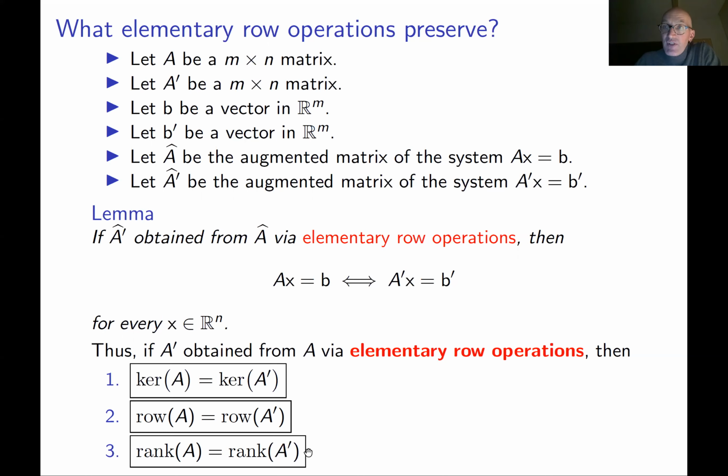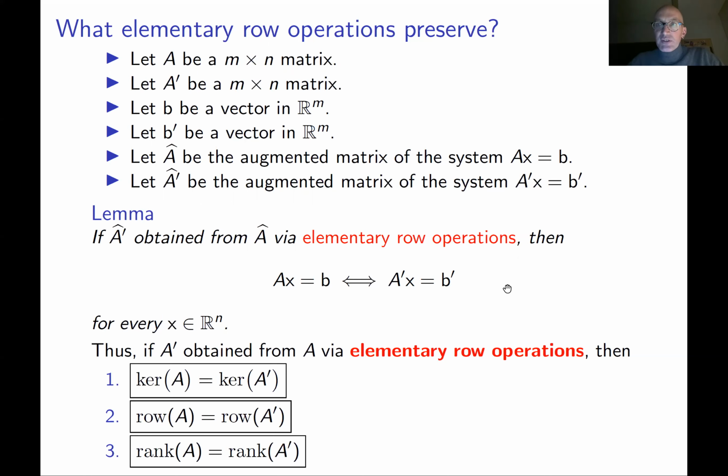In particular, they preserve the rank, because we already know that rank is the dimension of the row space or the dimension of the column space. It's the same thing. And it also preserves the kernel of the matrix A. Why? Because the kernel of the matrix A is just the solution of the homogeneous equation AX equals 0. So if I take this lemma and put B equals 0 and B prime equals 0, I get that the two kernels are the same. So this line is a special case of this lemma when B and B prime equal 0.